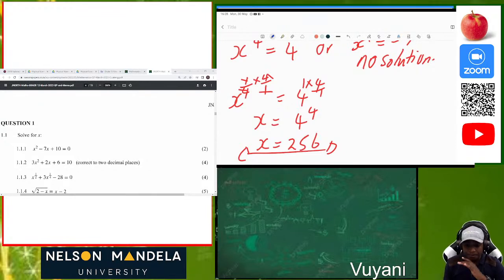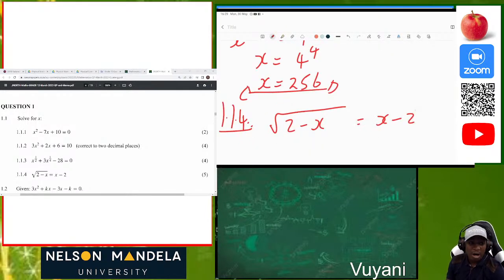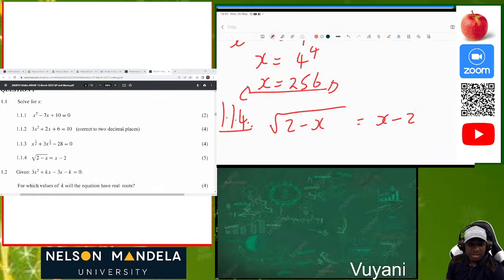Okay, great. Let's move forward to the next question which we have, 1.1.4. We are given the square root of 2 minus x equal to x minus 2. This one is 5 marks. How can we solve this problem? It's easy. Let's solve this question together.